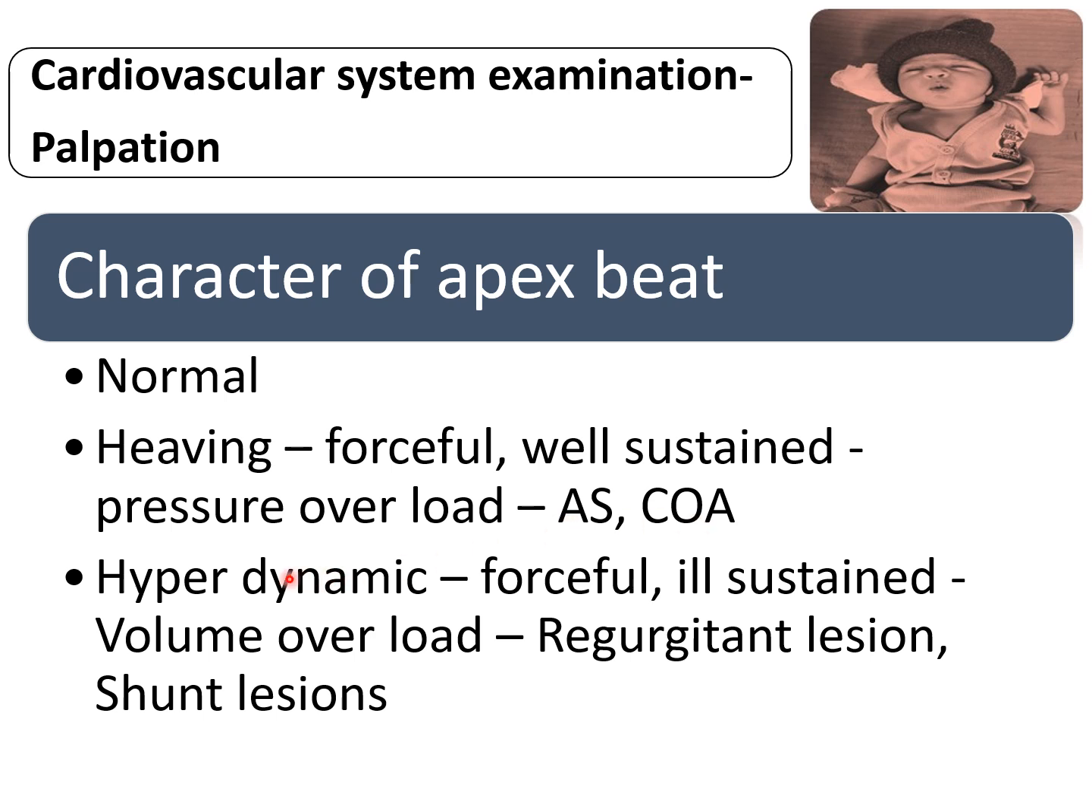We call it a hyperdynamic apex beat whenever the apex beat is forceful but ill sustained, meaning it is present in one-third to half of systole. Hyperdynamic apex beat is present in more than one intercostal space, while the heaving is present in one intercostal space. Hyperdynamic is seen in volume overload conditions, whenever there is a regurgitant lesion or shunt lesion.